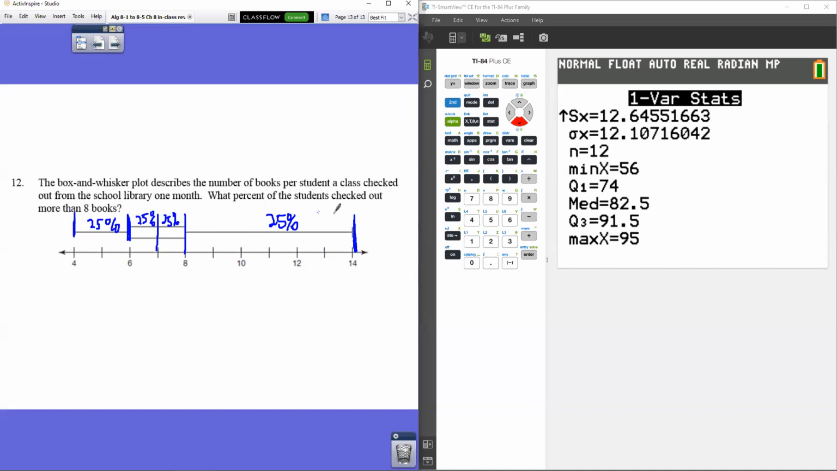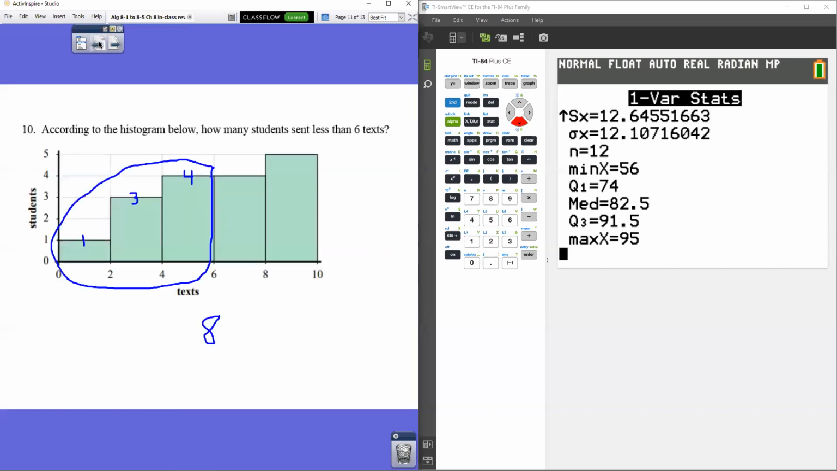So what percent checked out more than 8 books? More than 8 would be represented by what I circled here. So that would be 25%.